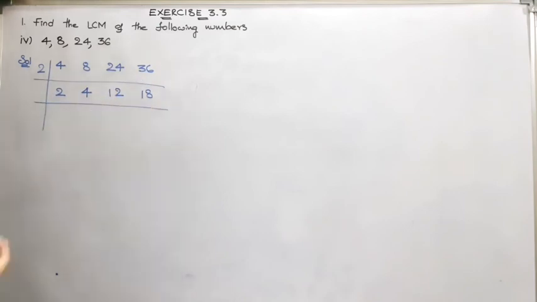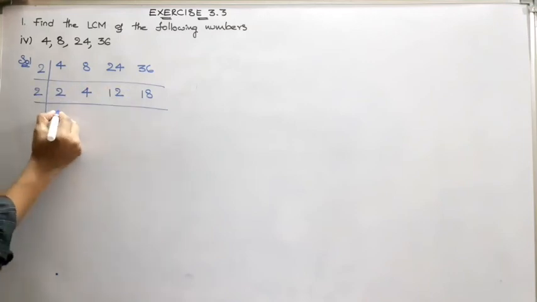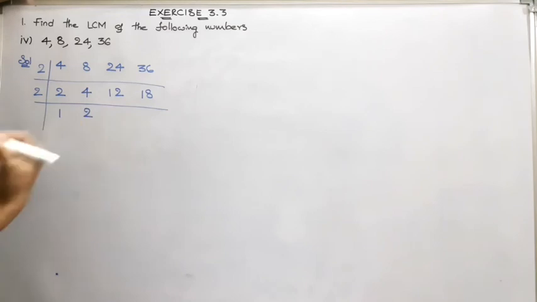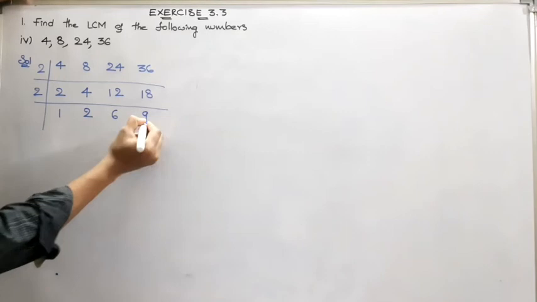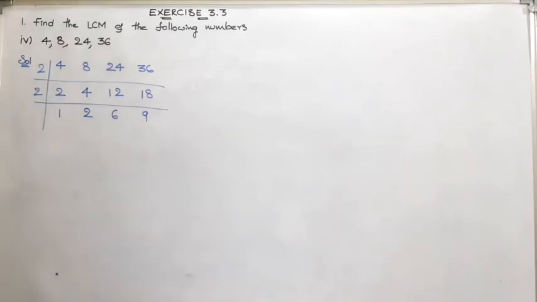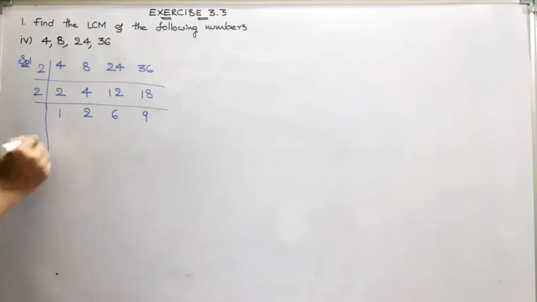Now, still we have a chance of cancelling the given numbers in 2 table because all are even numbers. 2 1s are 2, 2 2s are 4, 2 6s are 12, 2 9s are 18. Now please look at the board carefully children.